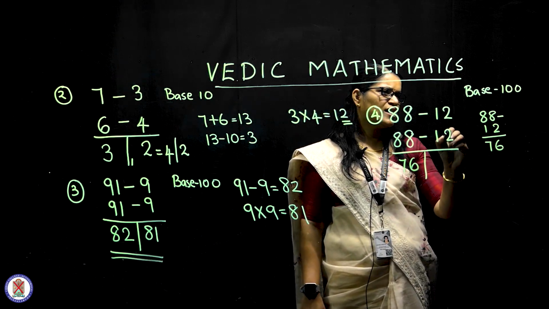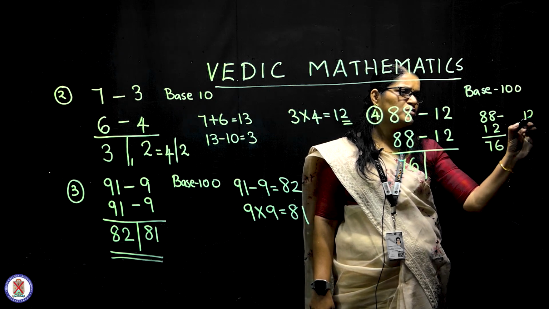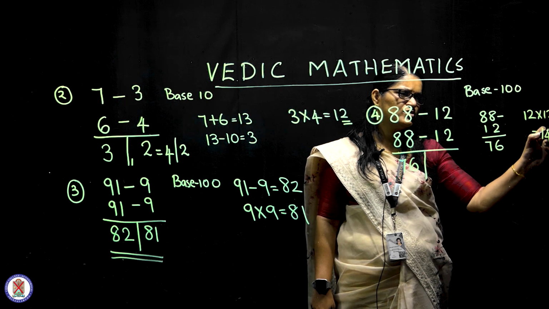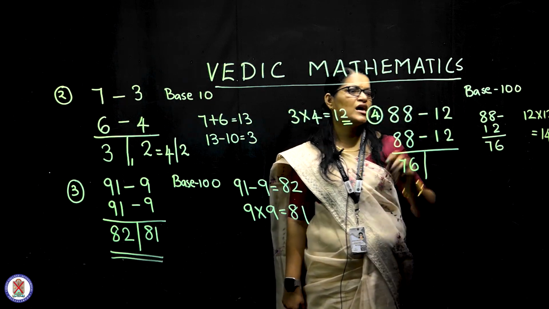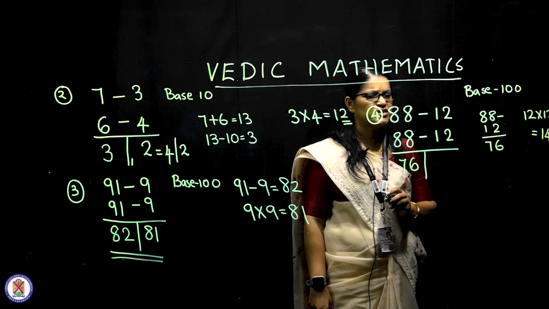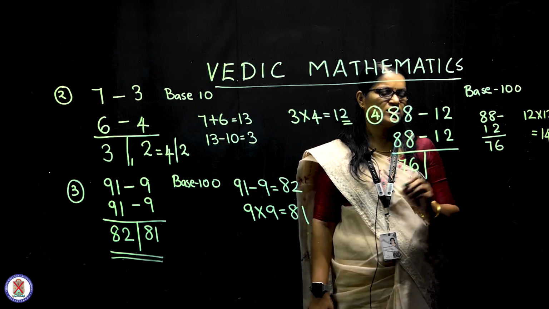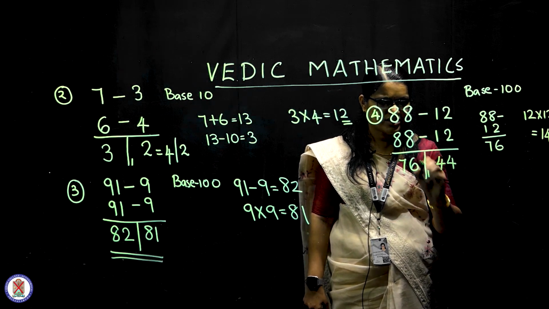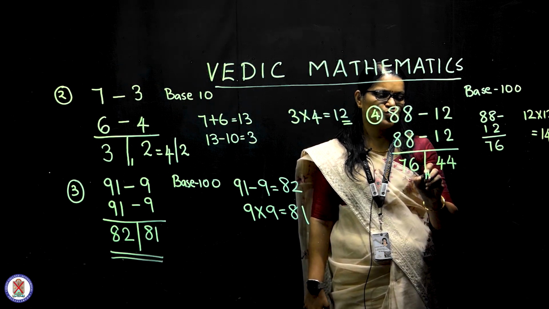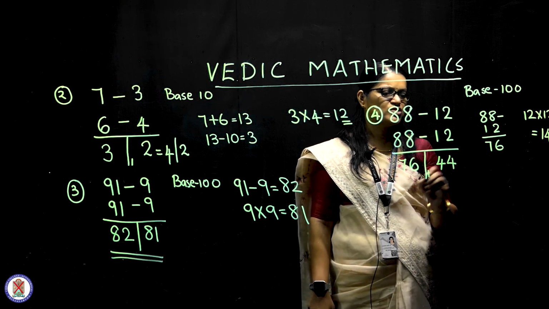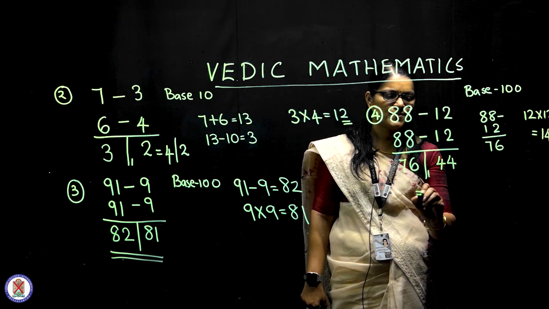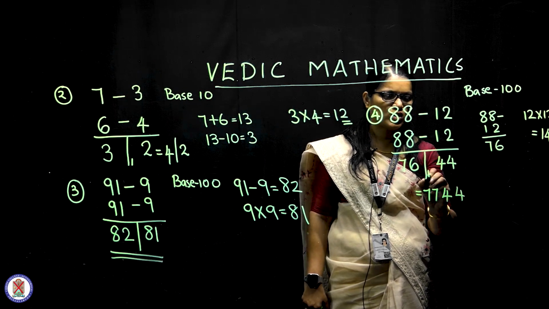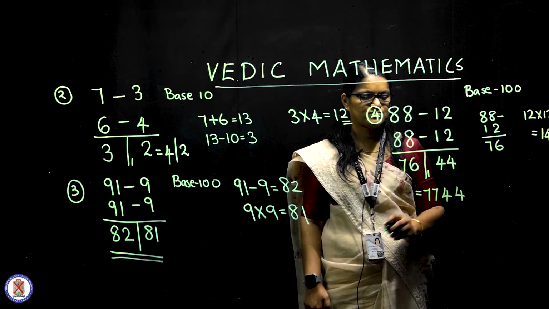Now to get the right hand side portion, you multiply 12 by 12. The answer is 144. But here the base is 100. So we can have only 2 digits on the right hand side position. So we write 44 here and 1 here. This 1 should be added to this 6 to get the answer. So the answer will be 7744. This 1 is added to this 6.